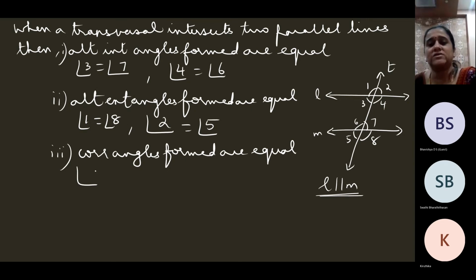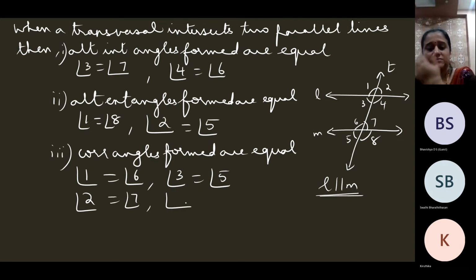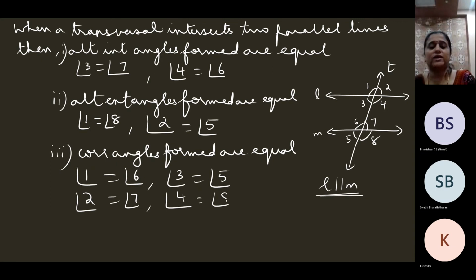So name the corresponding angles. Angle 1 and 6, ma'am. Angle 1 is equal to angle 6. Very good. Then angle 3 is equal to angle 5. Then angle 2 equals 7, ma'am. Angle 2 is equal to angle 7. Angle 4 equals angle 8, ma'am. Angle 4 is equal to angle 8.